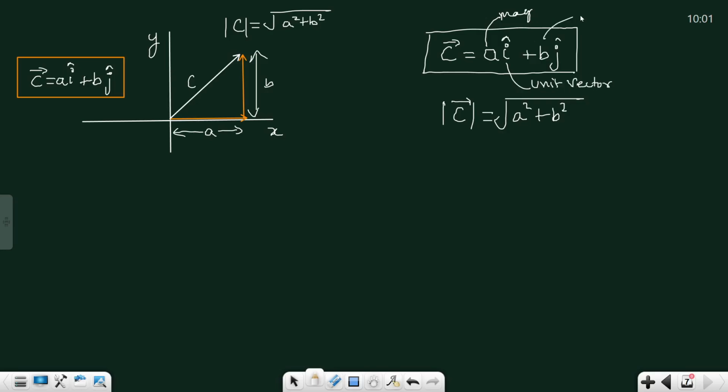Clear? In the same way, one quantity will have its magnitude and direction both, right? So the magnitude of C is root of A square plus B square. But the vector is A i cap plus B j cap. Okay? Clear, beta?